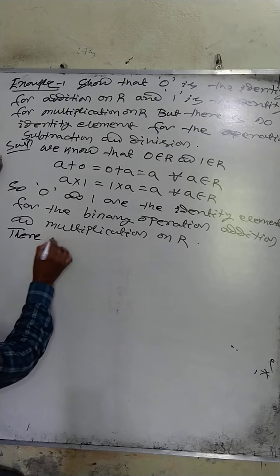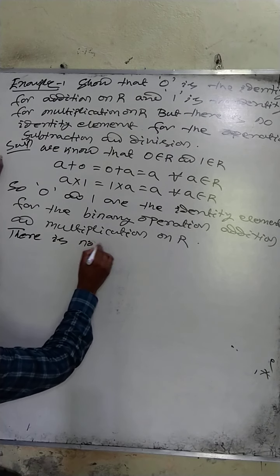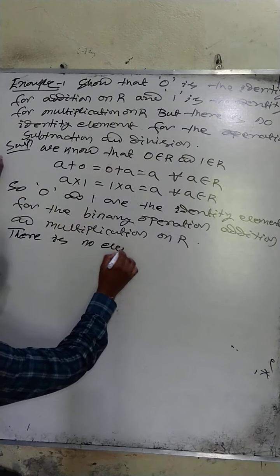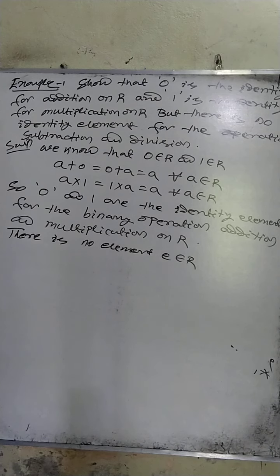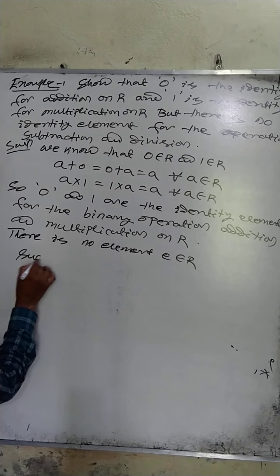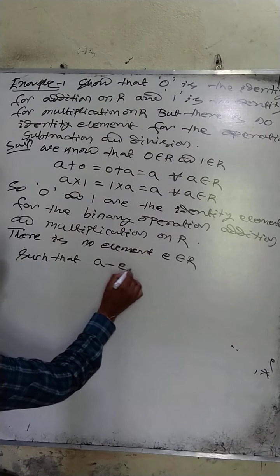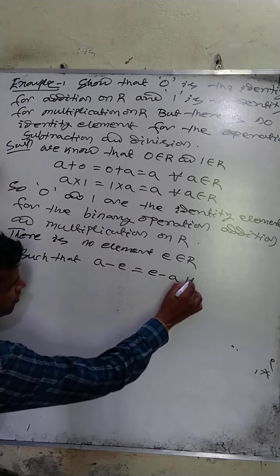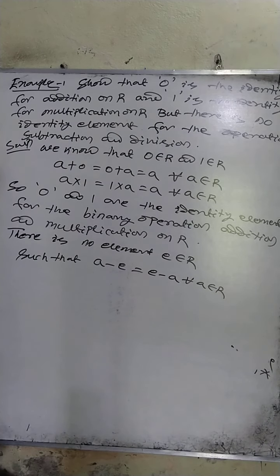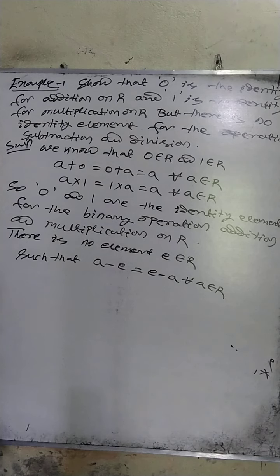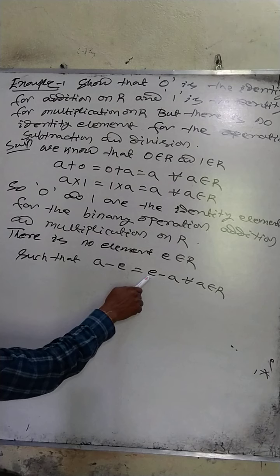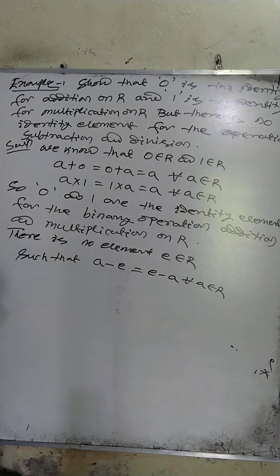There is no element e belongs to R such that a minus e equals e minus a for all a belongs to R. That means there is no element in the set of real numbers such that subtraction is commutative with it. That means a minus e is equal to e minus a for all a belongs to R.